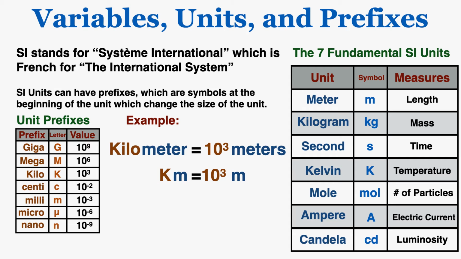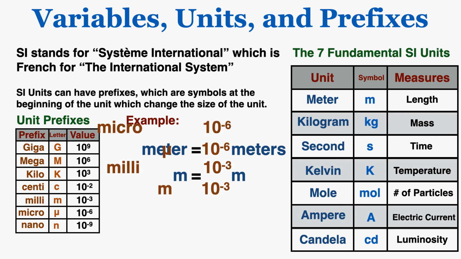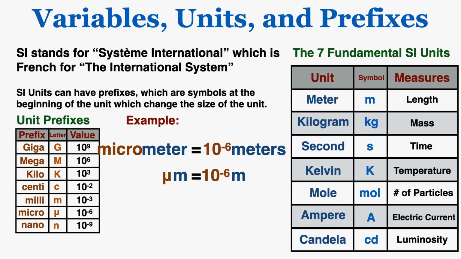So a kilometer is 10 to the third meters, or km is equal to 10 to the third m. A megameter would be 10 to the sixth meters, and a gigameter would be 10 to the ninth meters. And we can also go in the opposite direction, where a centimeter is 10 to the power of -2 meters, and a millimeter is 10 to the power of -3 meters, a micrometer is 10 to the power of -6 meters, and a nanometer is 10 to the power of -9 meters. So those prefixes take the place of those numbers and tell us how big or small the unit is.